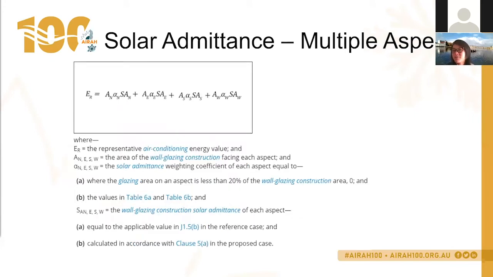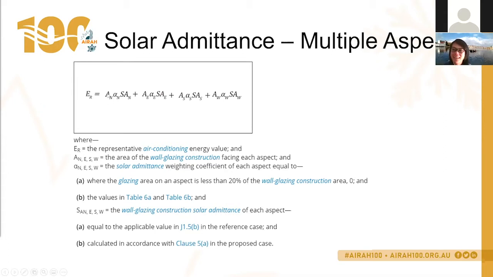Now, I mentioned before that this code is now becoming a little bit more flexible. So if you find that you can't comply on every single aspect, so on north, east, west, and south, all of them complying, you can actually revert to something that's similar to the 2016 requirements, which is calculating the representative air conditioning energy value. So what is it? It's basically just an area weighted value for your solar admittance across each aspect.